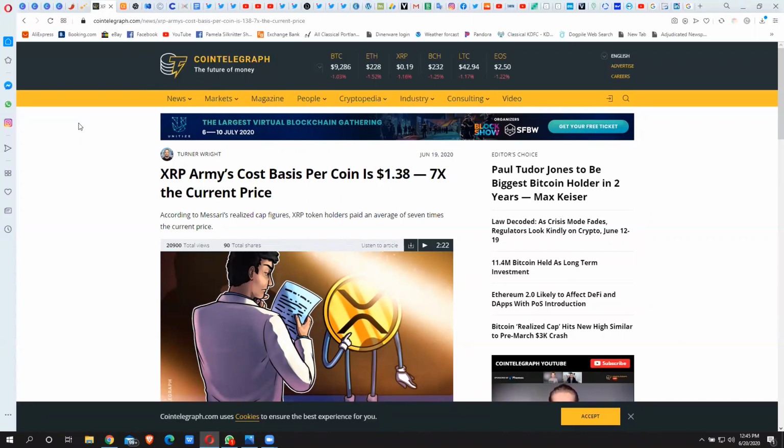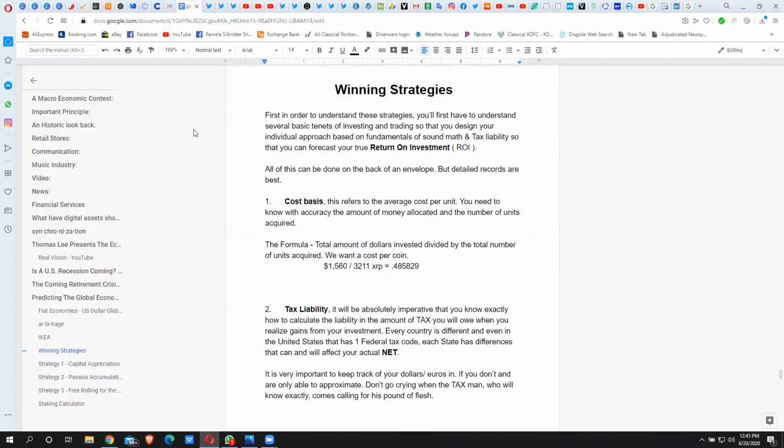Let me take you to the goods, though. Let's get right into it. So here are some winning strategies. First, in order to understand these strategies, you'll first have to understand several basic tenets of investing and trading so that you design your individual approach based on fundamentals of sound math and tax liability so that you can forecast your true return on investment.